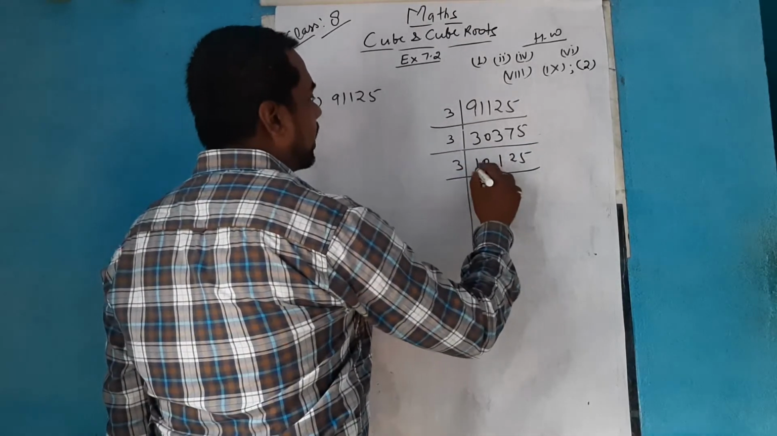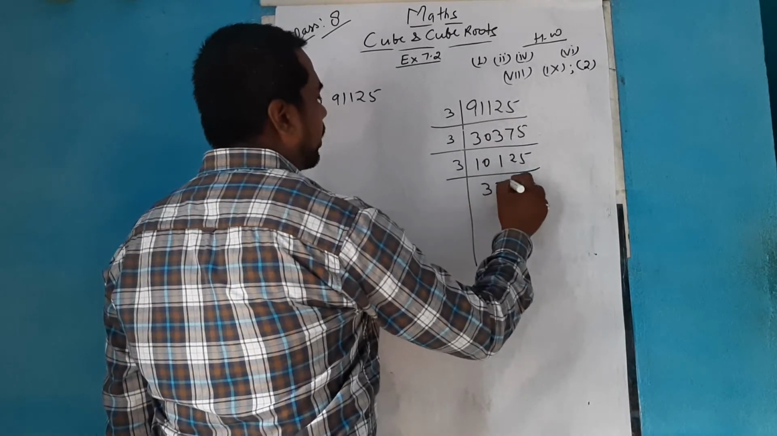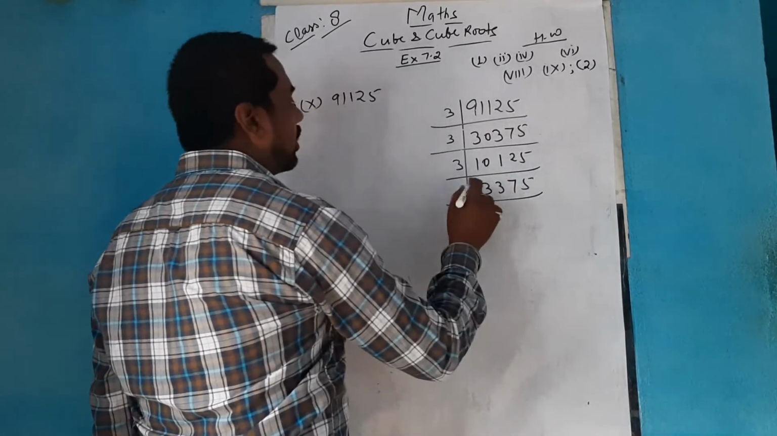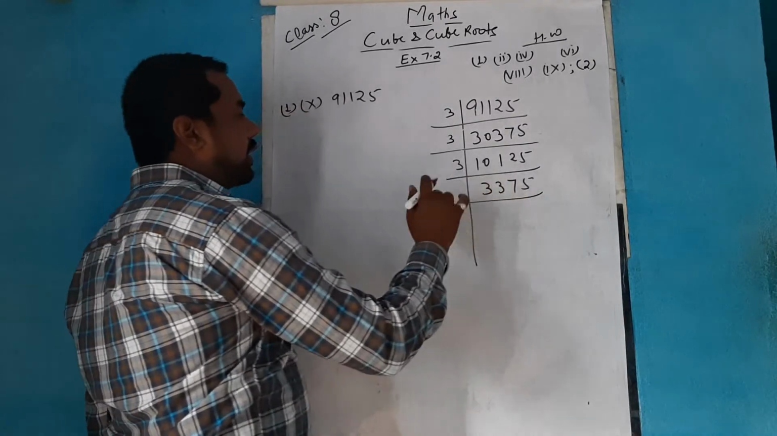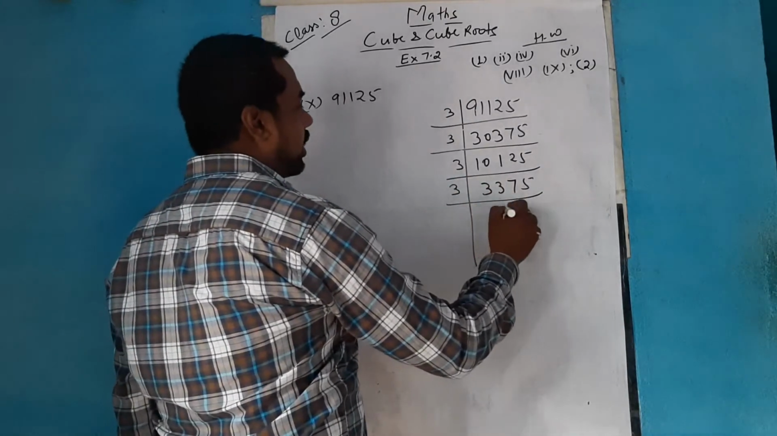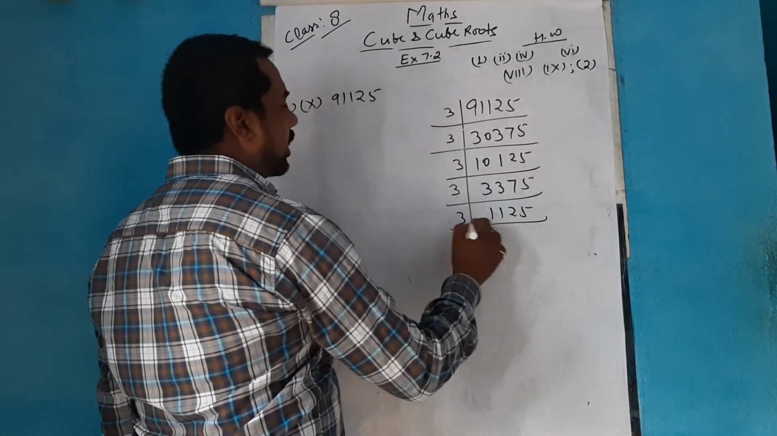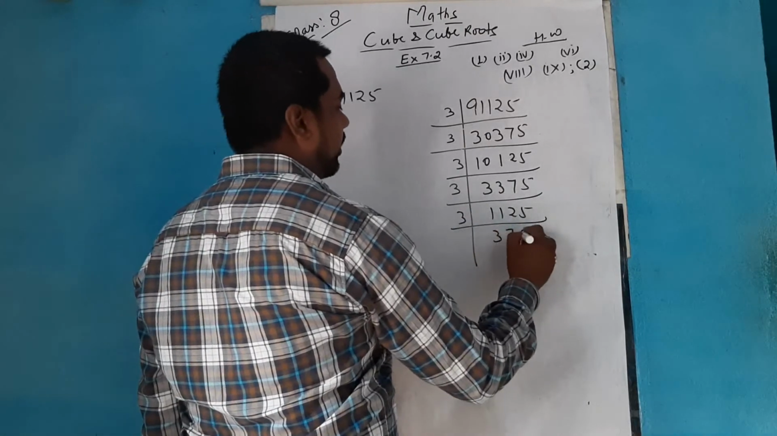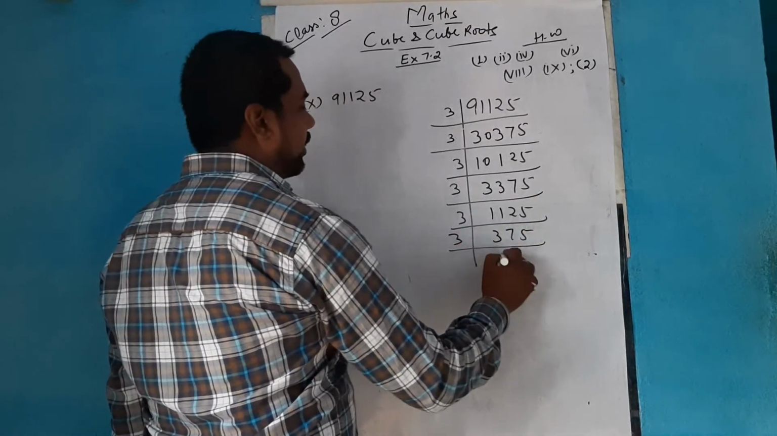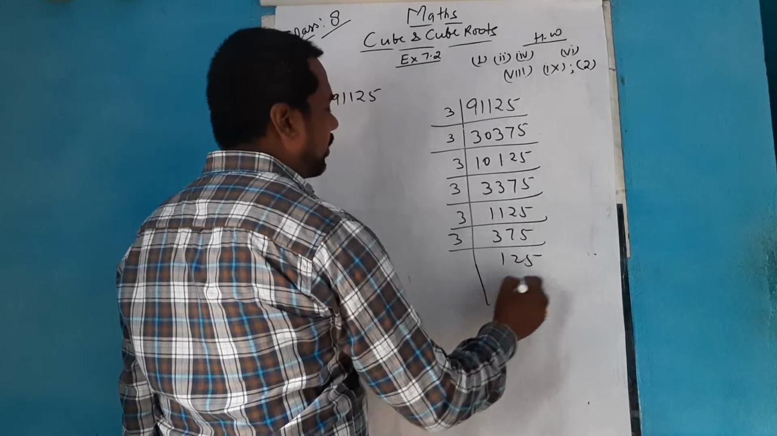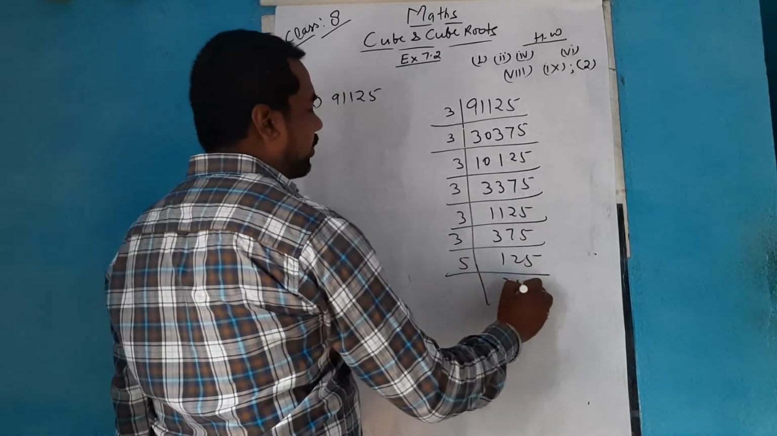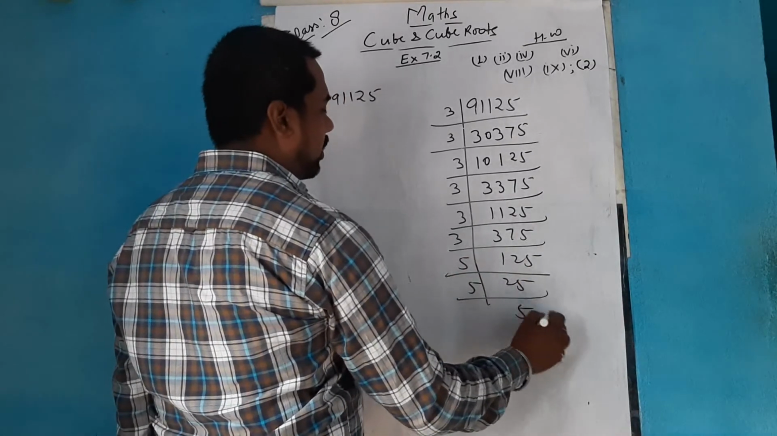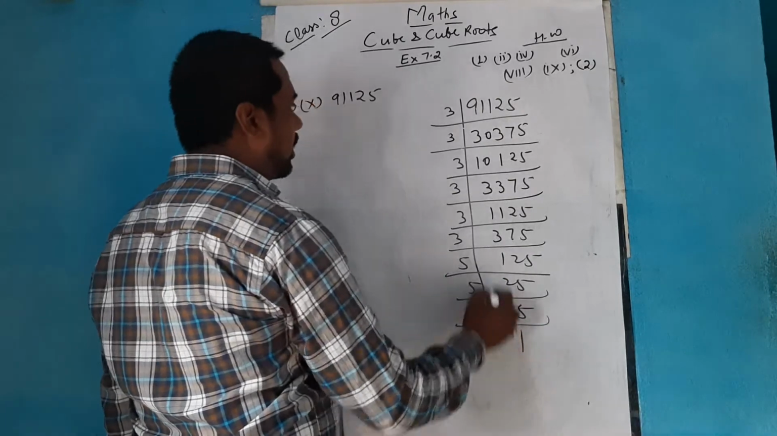Again 3, 3 3s are 9, 1 11, 3 3s are 9, 2 22, 7 5. 3 3s are 6, 7 13 plus 5 18. Again with 3, 1 1 2 5. Again with 3, 3 3s are 9, 7 5. Again with 3, 1 25. Then we can go with 5, 5 5s are 25 and 5 1s are 5.